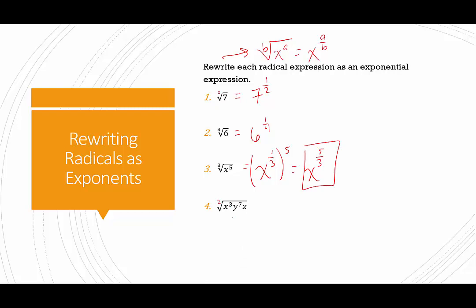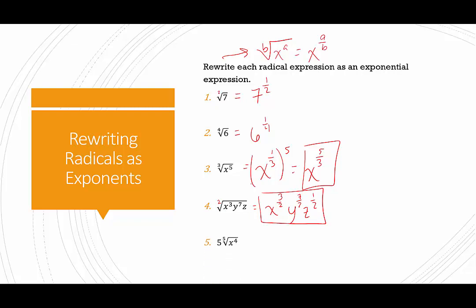Question 4, we have 3 different radicands here. We have an index of 2, so each exponent will have a denominator of 2. This would become x to the 3 over 2, y to the 7 over 2, and z to the 1 over 2. Each one gets their own unique exponent, and they all get denominators of 2 because of the index of 2.